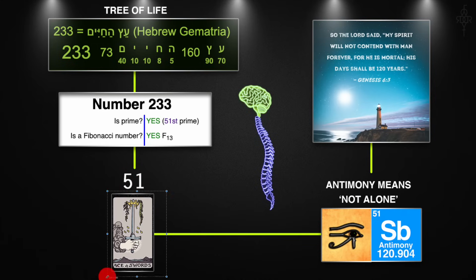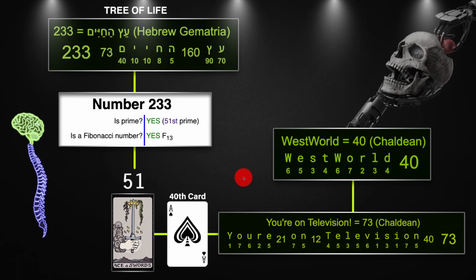And this Ace of Swords is going to be tied to the show Westworld on HBO and the movie in 1973. Remember, there's 73 words going all the way back. If you go look at that, the 1.6108, 17 digits, 17 words. 1973, Westworld comes out. Tree of Life being 233, 51st prime number, 51st card in the deck correlates to the 40th card in the deck called the Ace of Spades. And there's that television being the 40th aspect here.